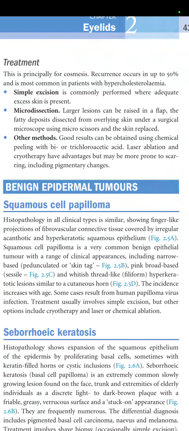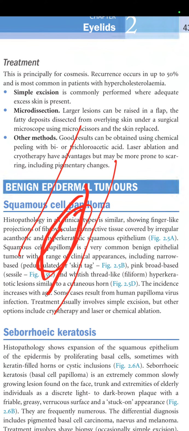So how will you treat? You can treat it with simple excision, which is commonly performed where adequate skin is present. So what you do is, for example, if this is an eyelid skin and there is a xanthelasma present, you just excise it, remove it, and then close the remaining skin.